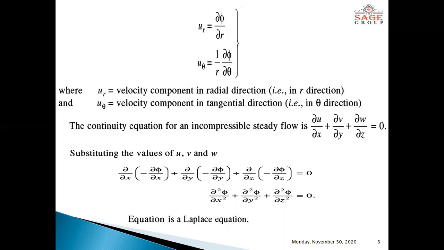The continuity equation for an incompressible steady flow is del u upon del x plus del v upon del y plus del w upon del z equal to 0. Substituting the values of u, v, and w, we get del upon del x of minus del phi upon del x, plus del upon del y of minus del phi upon del y, plus del upon del z of minus del phi upon del z, equal to 0. Again, del square phi upon del x square plus del square phi upon del y square plus del square phi upon del z square equals 0. This equation is known as the Laplace equation.